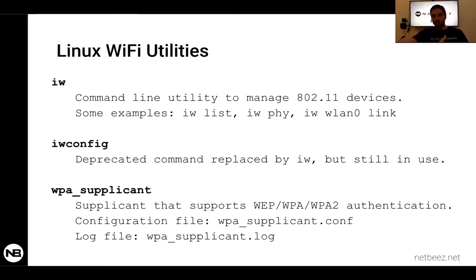There's iw, which is a command line utility to manage 802.11 devices. iwconfig is a deprecated command replaced by iw, but sometimes is still in use. And then wpa_supplicant, which helps support WEP, WPA and WPA2 authentication.